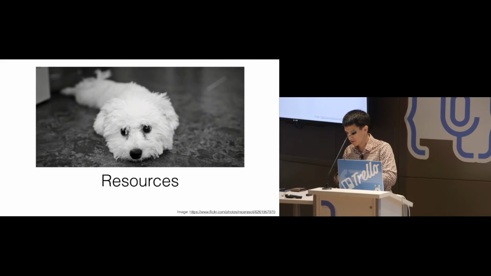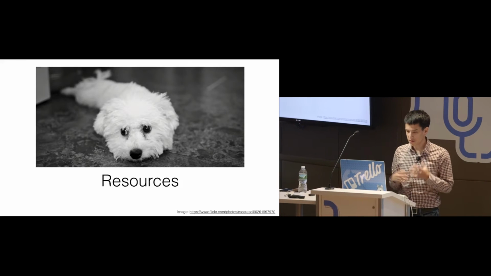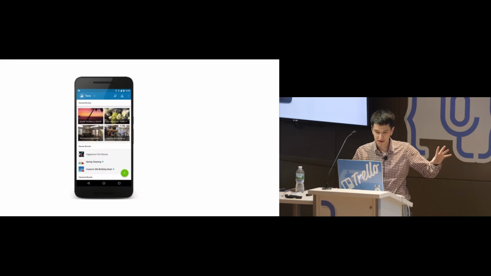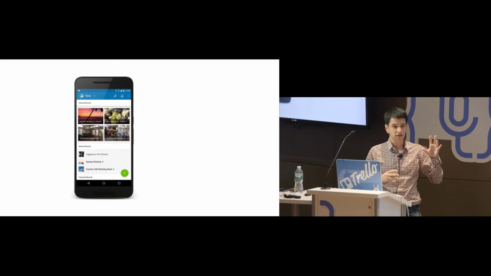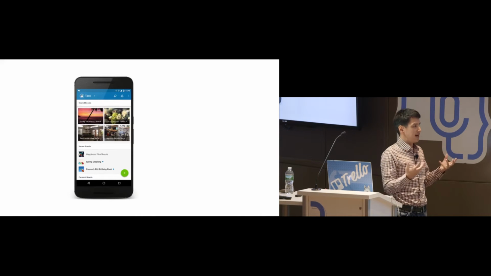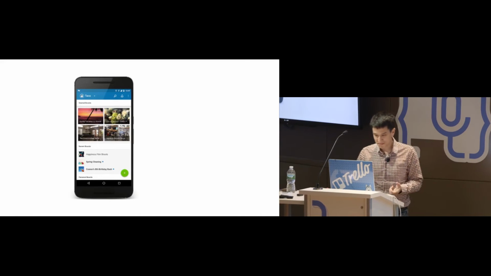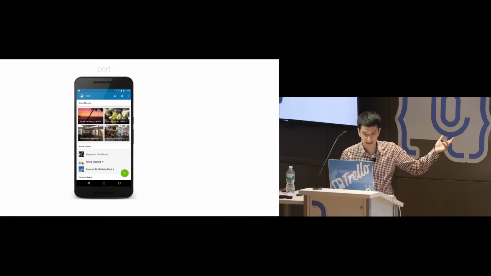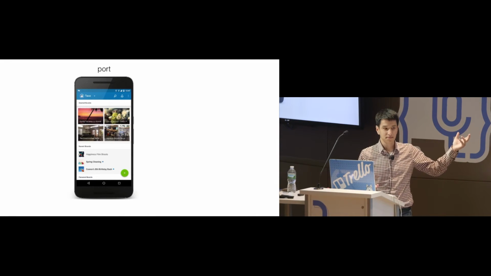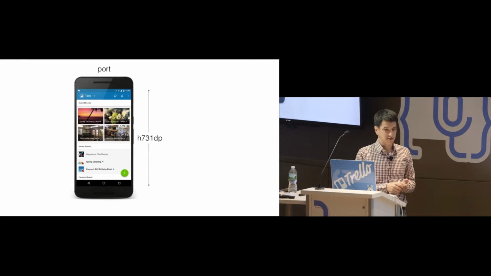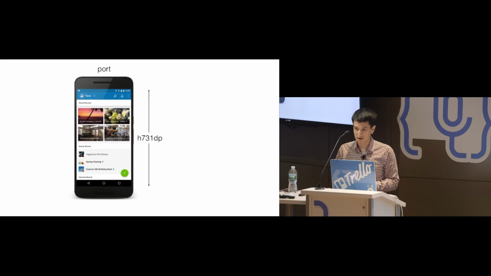All right, how to use resources really well. Before I can get into resources, I want to talk about device configuration. The device configuration is this set of attributes that defines how the device is set up at the moment. So what can we say about the device right now? We can say that it's in portrait orientation. It's stood upright. I know that it is 731 density independent pixels tall.